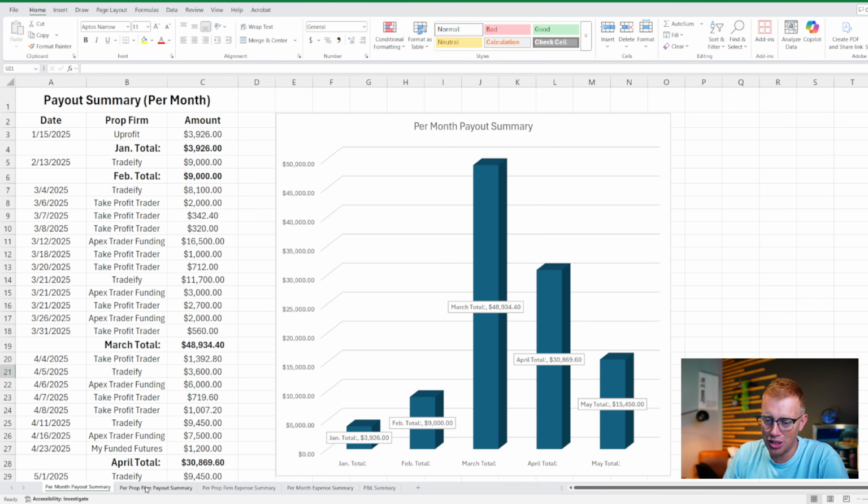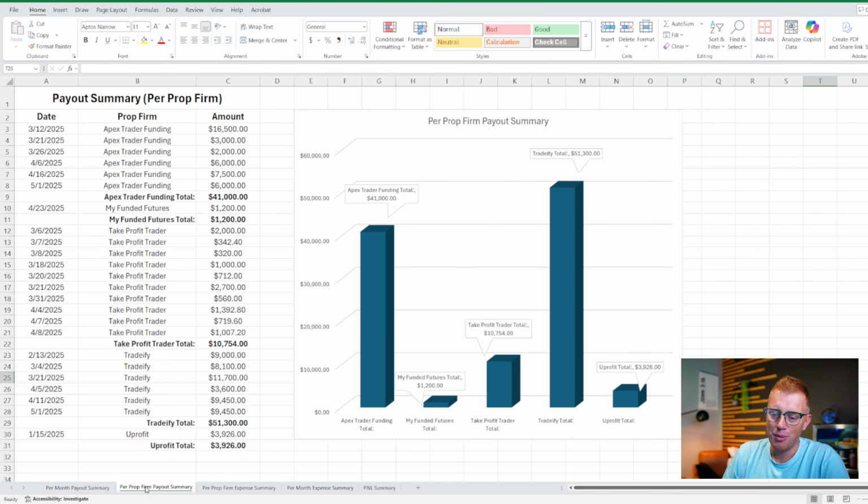Okay, now switching to the per prop firm payout. So this is now categorized in payouts per prop firm. As you can see, Apex, we have 41,000 in payouts. My Funded Futures, we have 1,200.